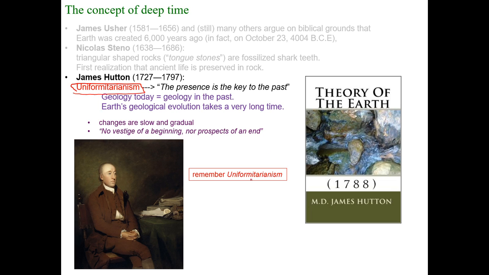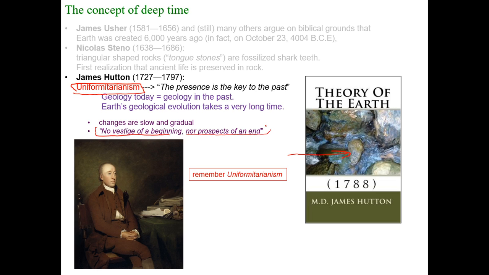And what he realized is that processes like erosion and deposition, that we can see, happen very slowly. And therefore, Earth must be very, very old, because in order to get mountains and valleys and erosion on the scale that we see it on Earth's surface, these processes work so slowly that Earth must be millions of years old. He came up with this very famous phrase, "no vestige of a beginning, no prospect of an end."